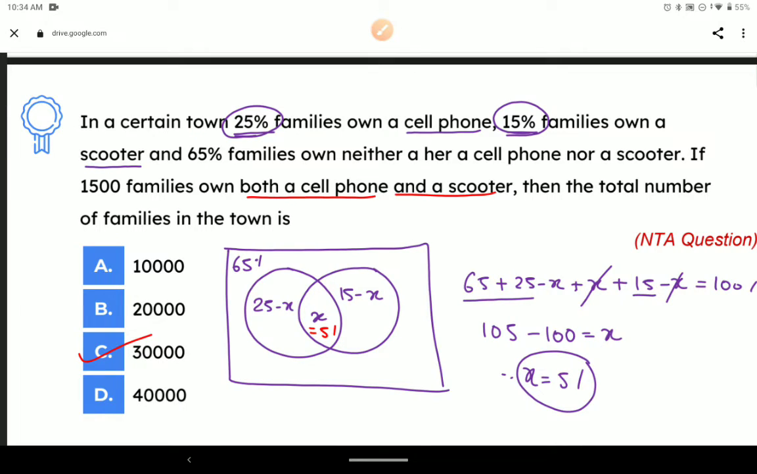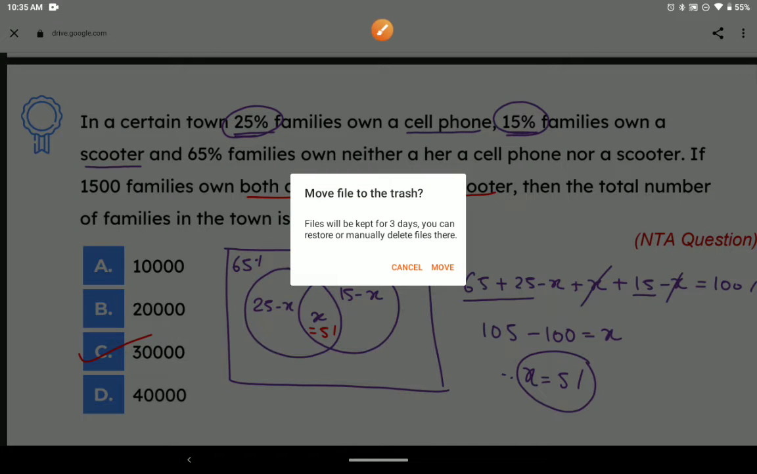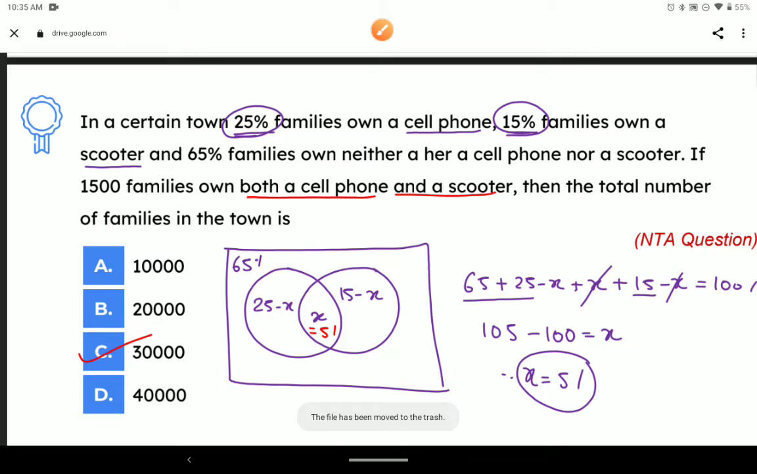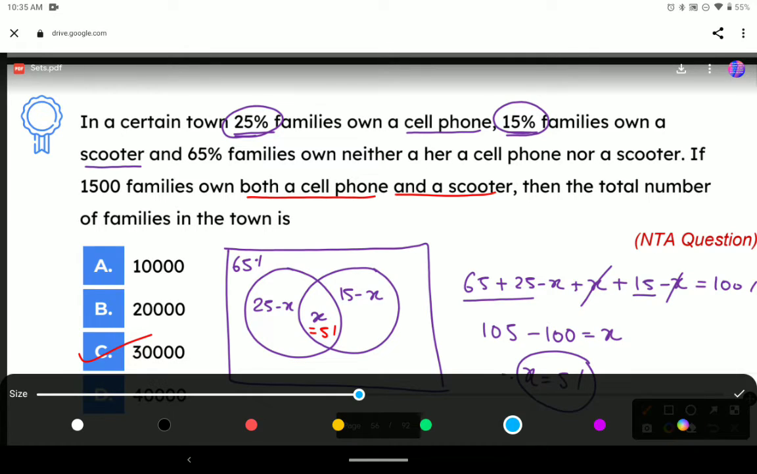See, this is an NTA question. In a certain town, 25% families own a cell phone, 15% families own a scooter, and 65% families own neither a cell phone nor a scooter. That means there are a total of 65% families who own neither a cell phone nor a scooter. That means in the universal set they will be present. See here, 65%.